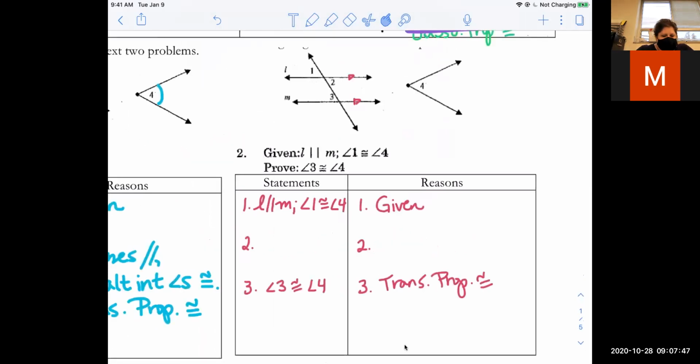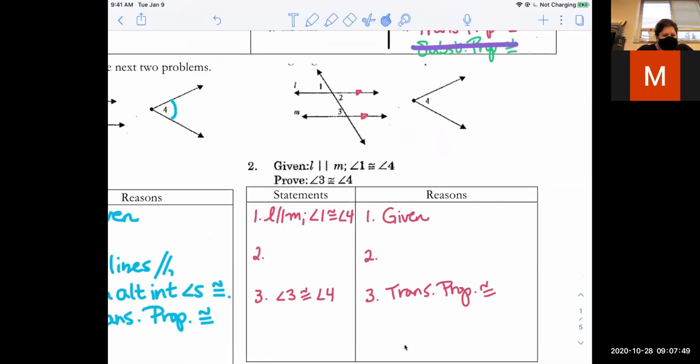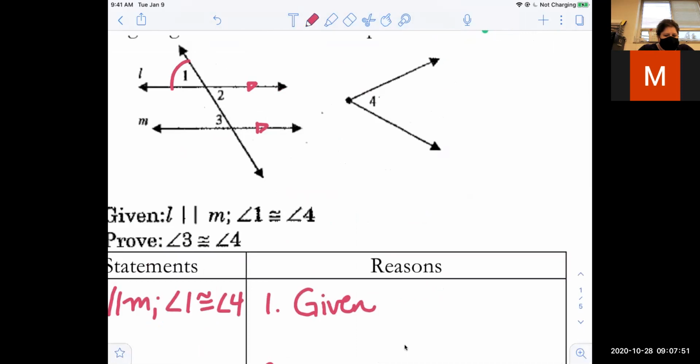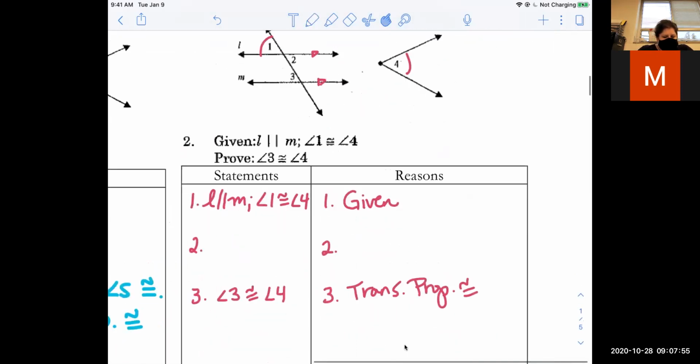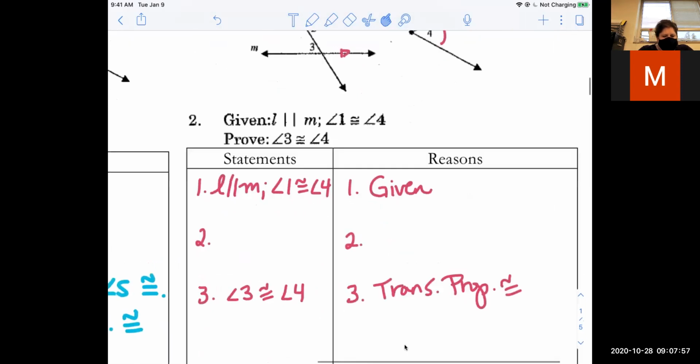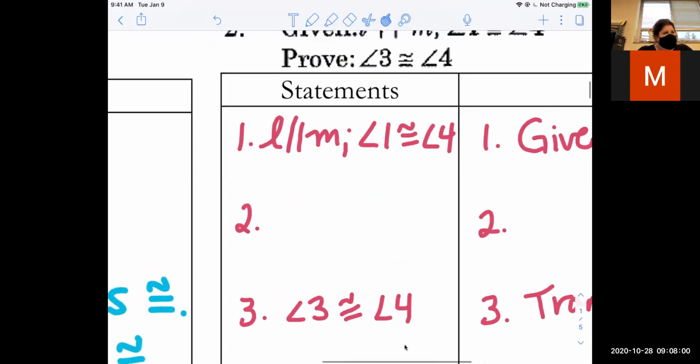Okay, so this one said L and M are parallel, and we were given angle 1 and angle 4 are congruent. And we're trying to prove that 3 and 4 are congruent. When you look at it, there's literally only one step between them. When you look at angle 1 congruent to angle 4, and then angle 3 congruent to angle 4, that should tell you what step 2 should say. What should step 2 say?